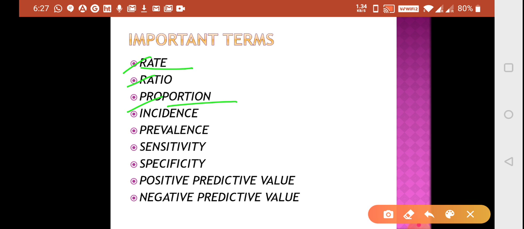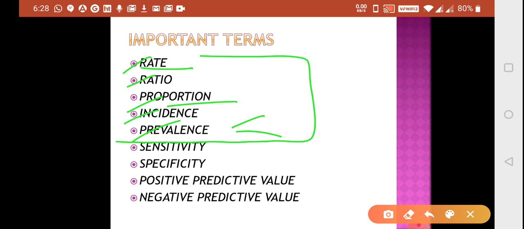And rate: what is birth rate, what are specific rates, standardized rates, you should be knowing a small bit of this much. What is incidence, what is prevalence, what are new cases, what are old cases, what is point prevalence, what is period prevalence, and that prevalence is incidence into duration. You should be knowing this formula.